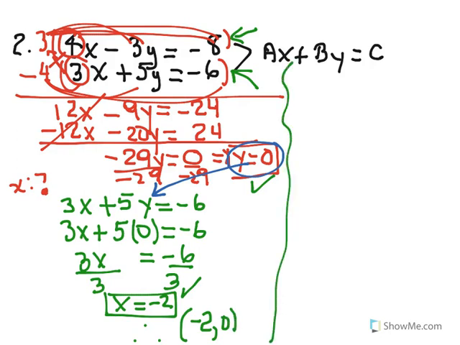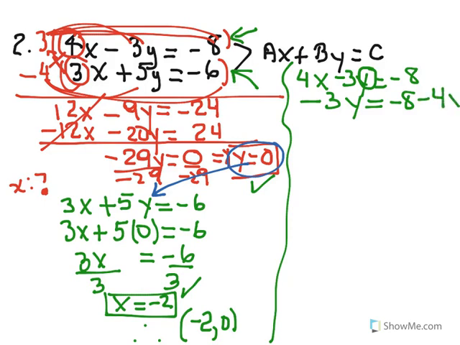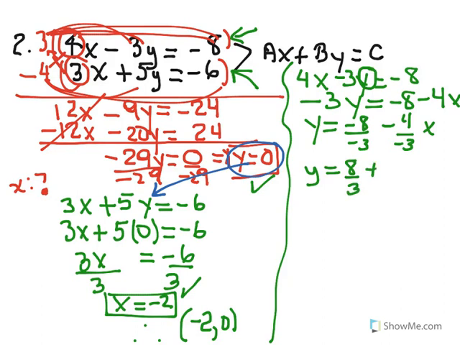Now, how do I check this answer using my graphing calculator? What I need to do is take my first equation, 4x minus 3y equals negative 8, and solve for y. Remember, you need to solve for y because your equations in the graphing calculator need to be written in slope-intercept form. So I'm going to subtract 4x and then divide by negative 3. So y is equal to negative 8 divided by negative 3 minus 4 divided by negative 3x. And that gives me 8/3 plus 4/3 x. Okay, that's equation number 1.